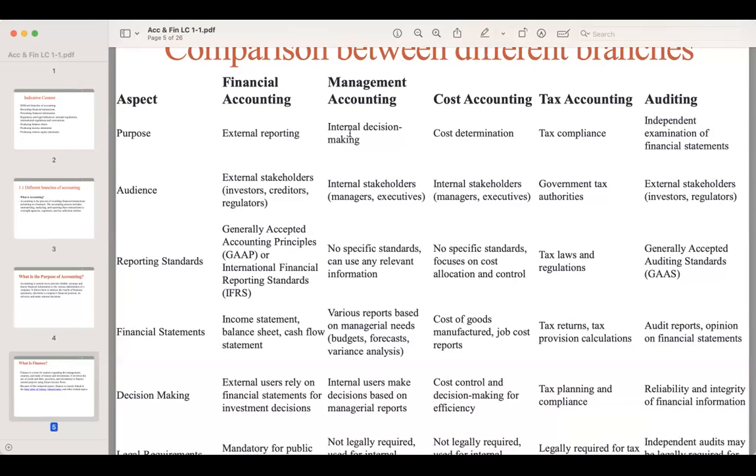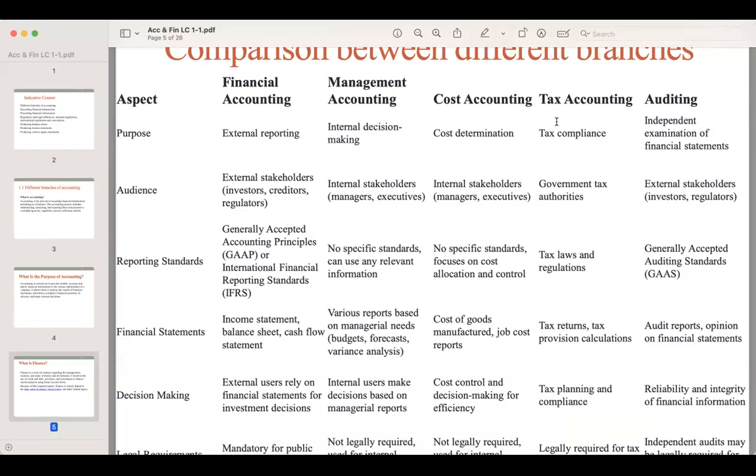Management accounting focuses on internal decision making. Its purpose is to provide financial information to internal stakeholders, such as managers and executives, to support strategic planning and day-to-day operations or activities. Similarly, cost accounting is all about determination. Its purpose is to track, allocate, and control costs associated with producing goods or providing services. Cost accountants analyze and report on the cost of goods manufactured and may prepare job cost reports.